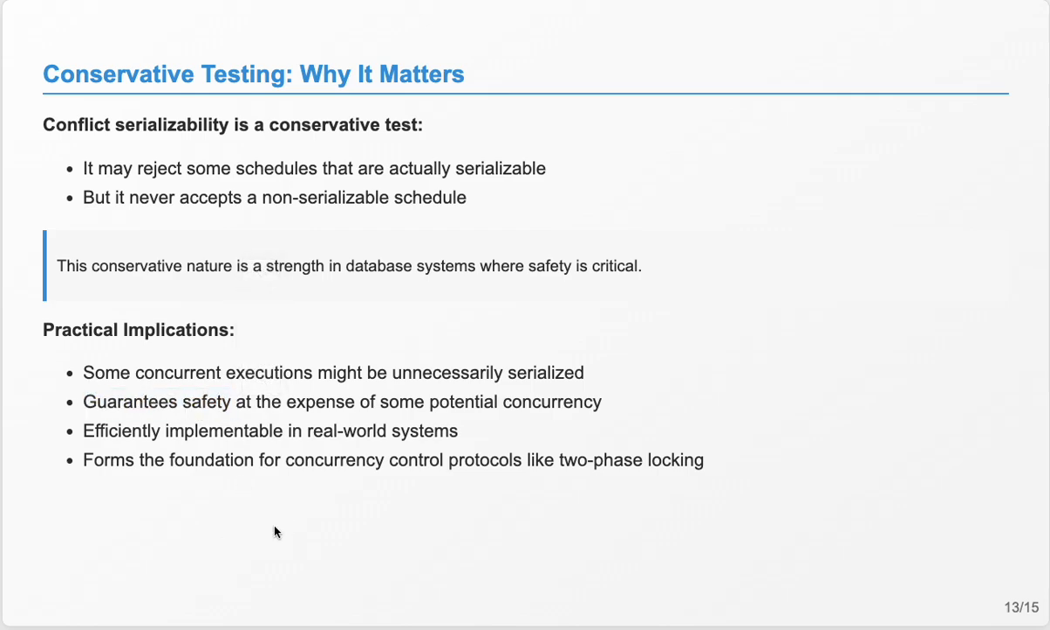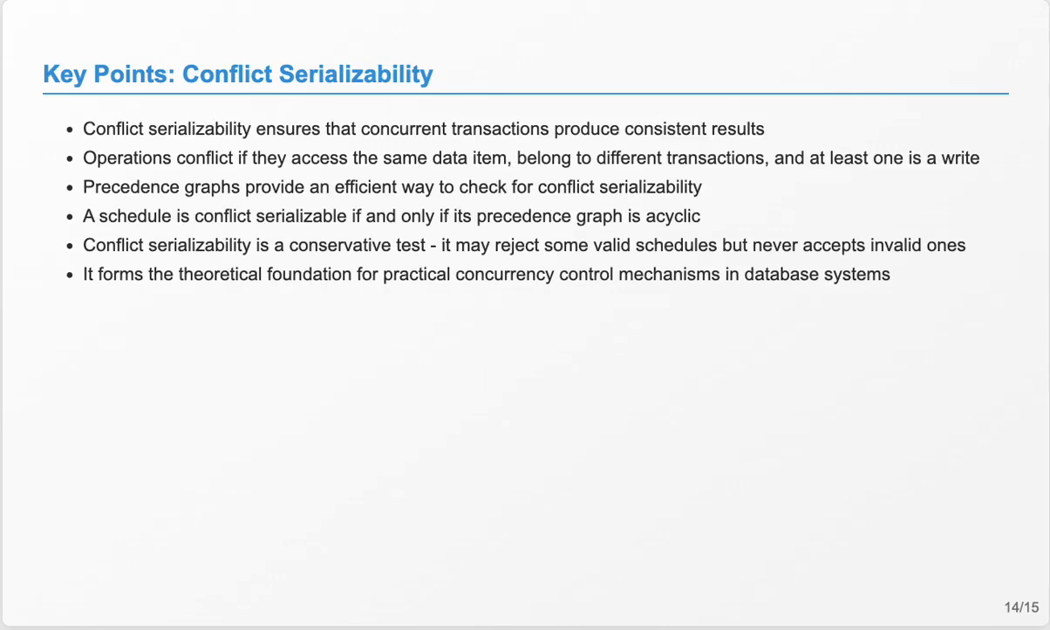The test is efficiently implementable in real-world systems. It forms the foundation for practical concurrency control protocols like two-phase locking. In database systems, we generally prefer to err on the side of caution rather than risk data inconsistency.